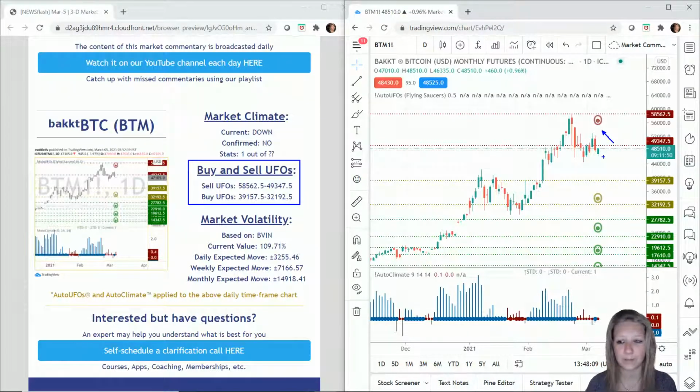So again, we'll see what happens here. The numbers are 49,347.5 to 58,562.5. Stack of buy 157.5 to 32,192.5.